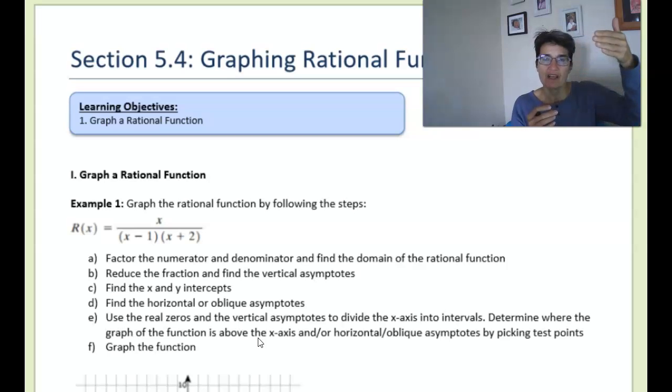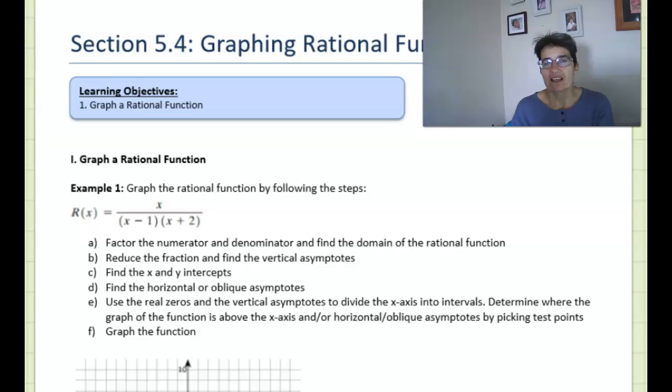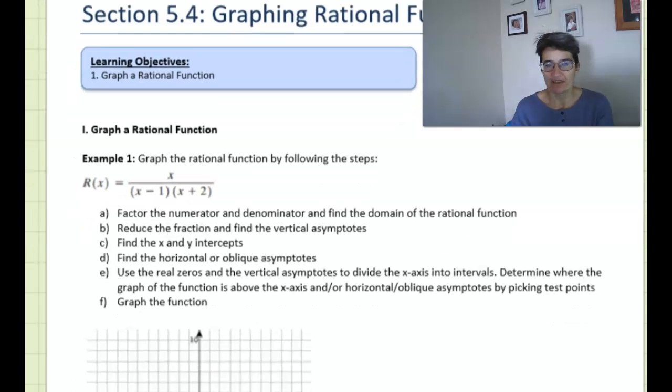Picking test points will determine how the curve looks. Is it above the horizontal asymptote? Is it below? Is it crossing through? Several behaviors can happen, and we can verify. We're going to verify by looking at Desmos and seeing if our graph looks like the Desmos graph. Basically, it's a lot of practicing and getting used to the look of them. All right.